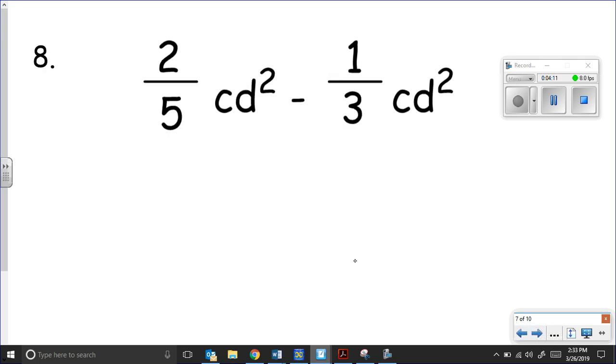All right, so now let's look at example 8. Now, this one has fractions, but we're going to do the same thing. They both have c and d, and the d is raised to the exponent of 2. So now we're going to do 2/5 minus 1/3, and you can do this in Desmos, and you get the fraction 1/15, and this will be c d to the second power. So that's your final answer. Everything's been combined.